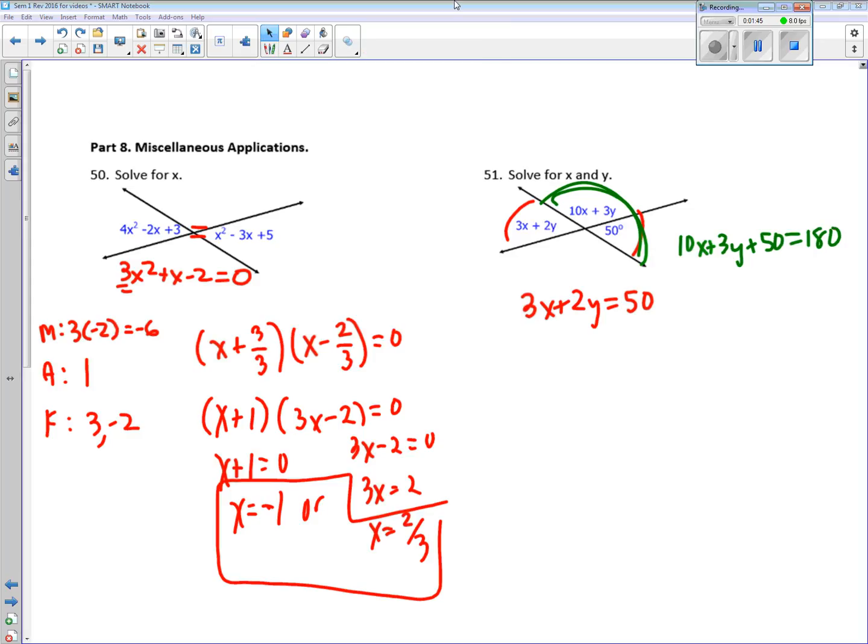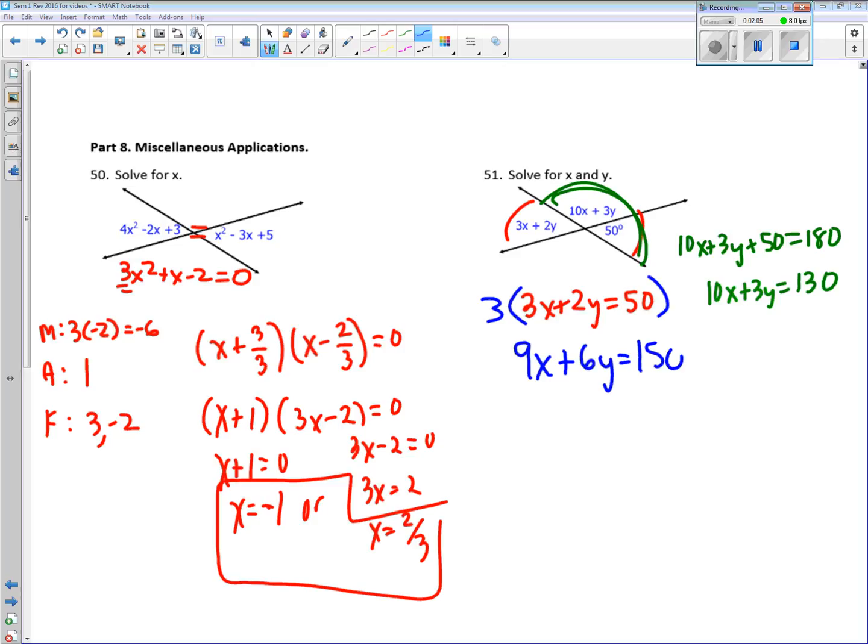What I'm going to do is let me clean up this green equation. Let me subtract 50 from both sides, and then I'm going to use elimination. So I'm going to eliminate y by multiplying this equation by 3, which is going to give me 9x, 6y, and 150. And I'm going to multiply the second equation by negative 2, and that's going to give me negative 20x, negative 6y, and negative 260.